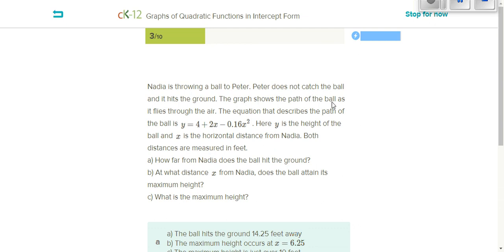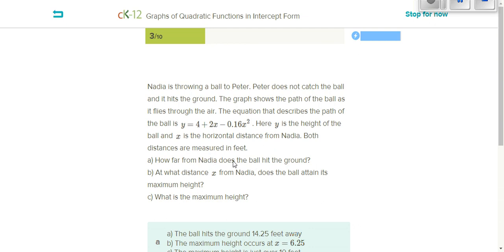The graph shows the path the ball flies through the air. The equation that describes the path is y equals 4 plus 2x minus 0.16x squared, where y is the height of the ball and x represents the horizontal distance from Nadia. Both distances are measured in feet. A, B, C: how far did she throw the ball?